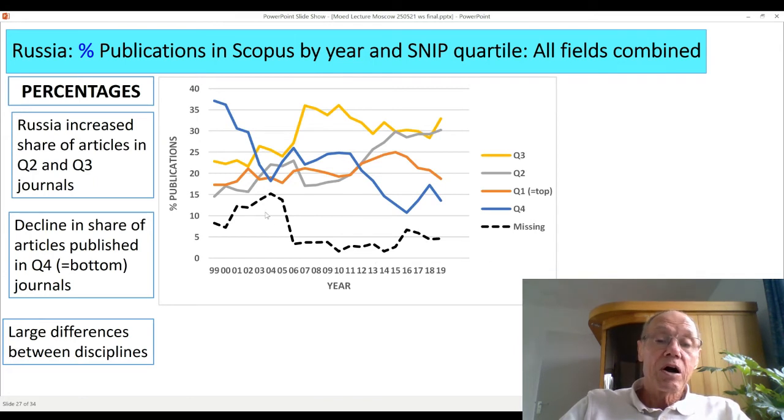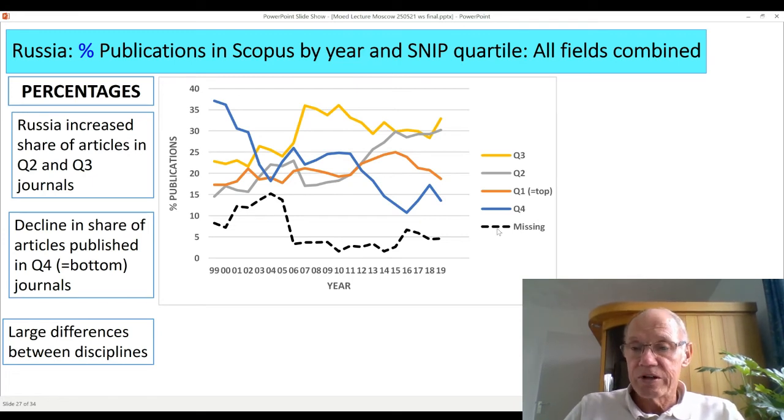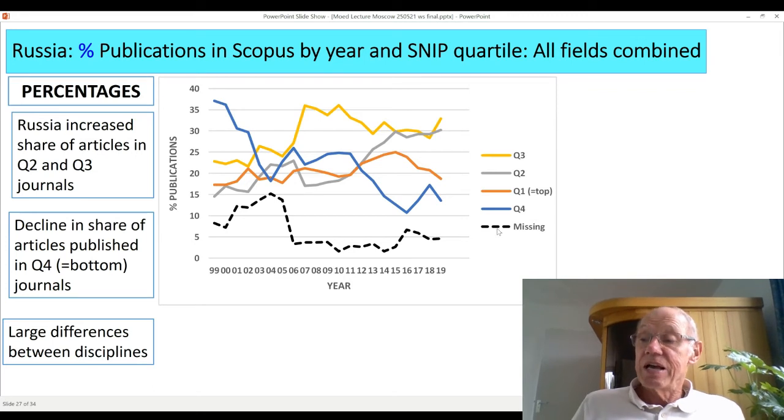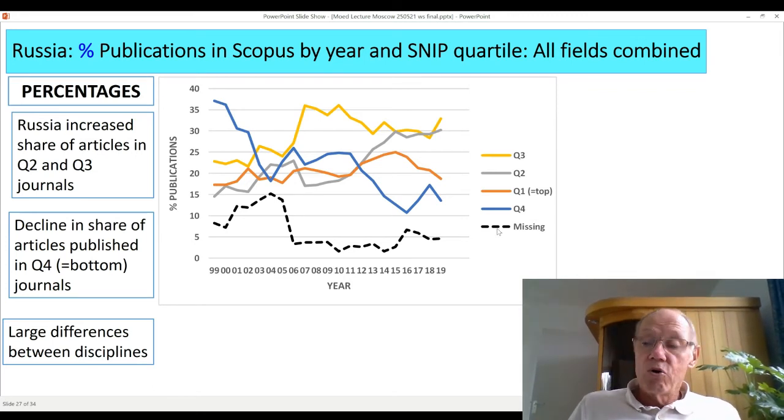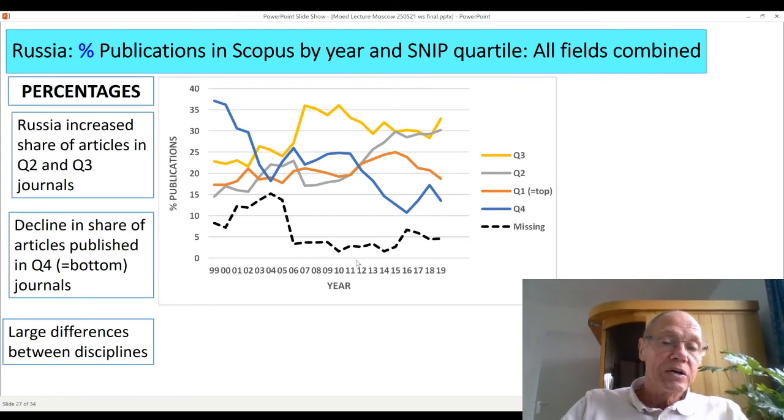Please note that there are considerable percentages of publications in journals for which we do not have SNP values. And that is, again, a limitation of this analysis. But I hope it is not too disturbing, at least for some disciplines, as I will show later, and at least for years after, say, 2006.